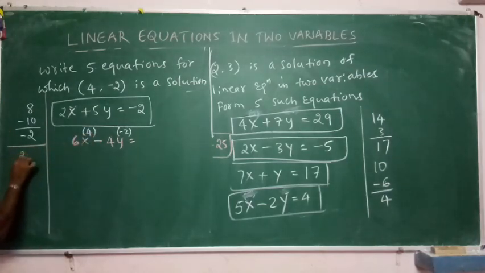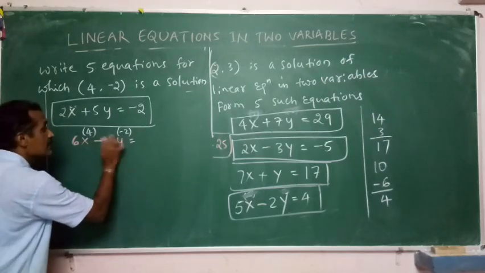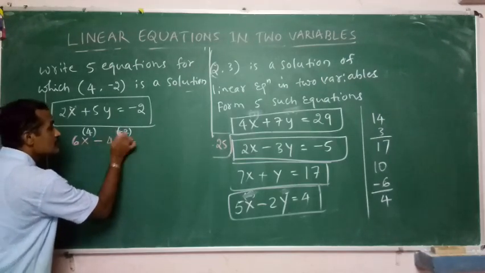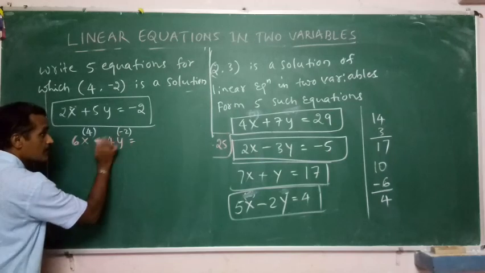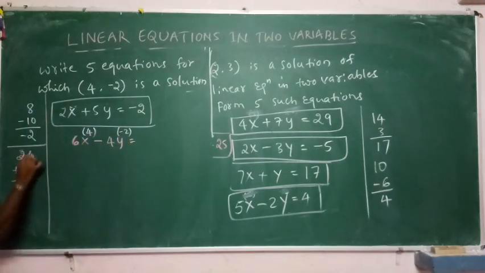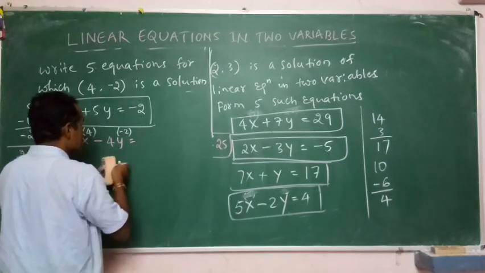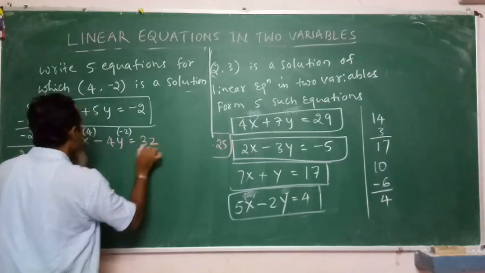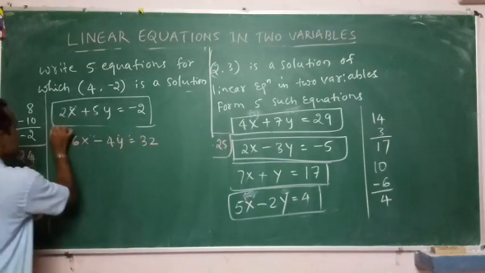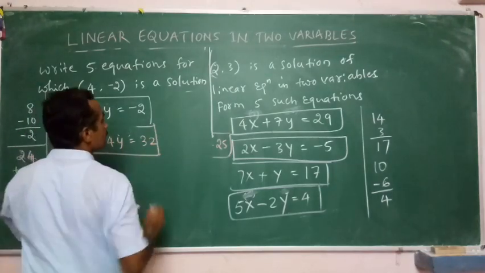6 4s are 24. Minus into minus is plus. 4 2s are 8. Positive 8. Both have to be added. Answer is 32. I will write which is equals to 32. This is my second equation.